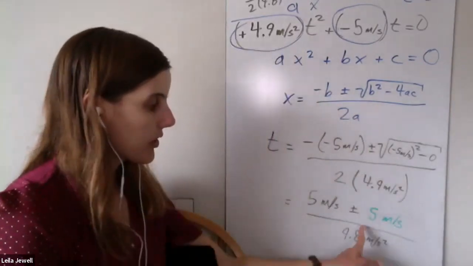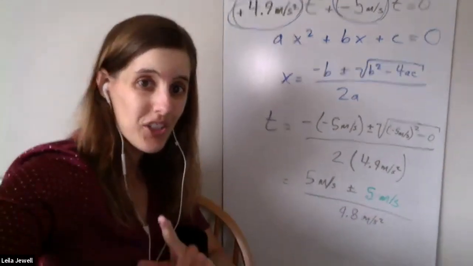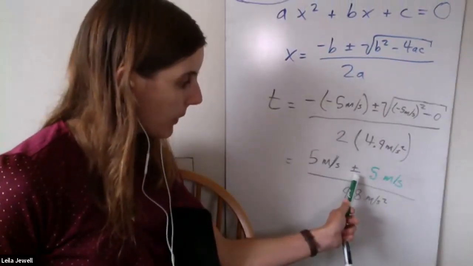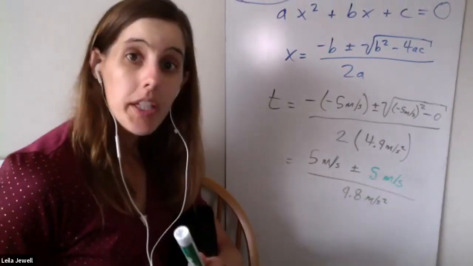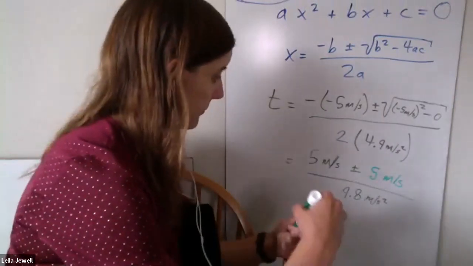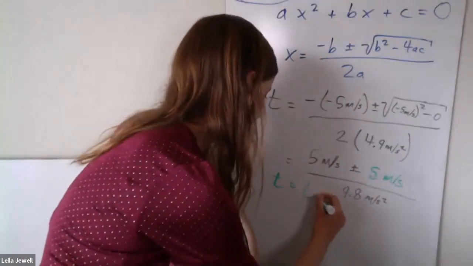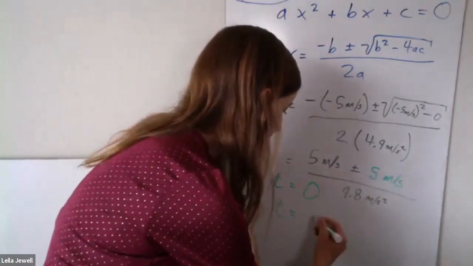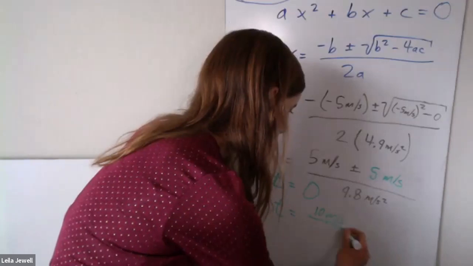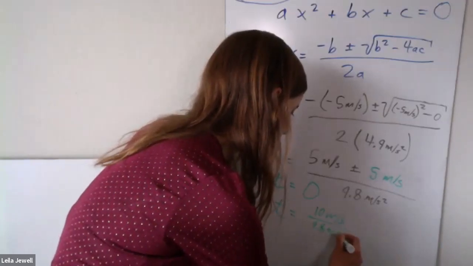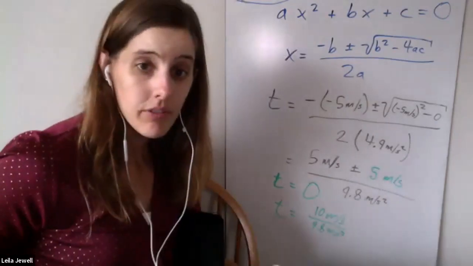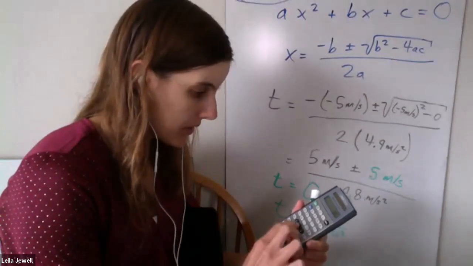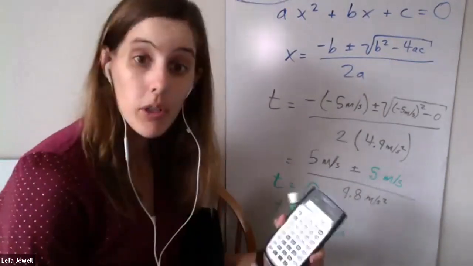And the plus or minus says that there are 2 possible solutions here. This is actually a good thing, believe it or not. We can first check the minus case. If it's minus, we'd have 5 minus 5, we'd get a time of 0. The other option, if we do the plus, is we'd have a time of 10 meters per second divided by 9.8 meters per second squared. And so at that point, we would actually have a number that we could calculate. So 10 divided by 9.8, and that would be 1.02.